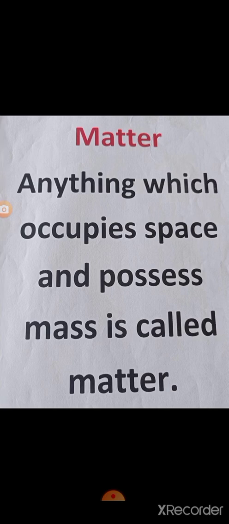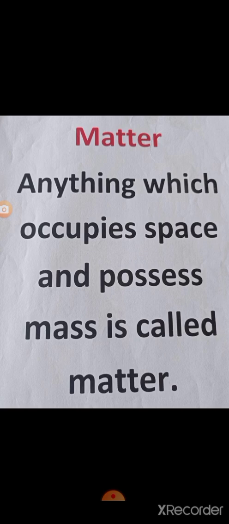Anything which occupies space and possesses mass is called matter. Means all the things which we can see in our surroundings, such as computer, clock, table, chair, book, all things. These all things are occupying space. And possessing mass means it is made up of mass. So, it is called matter.